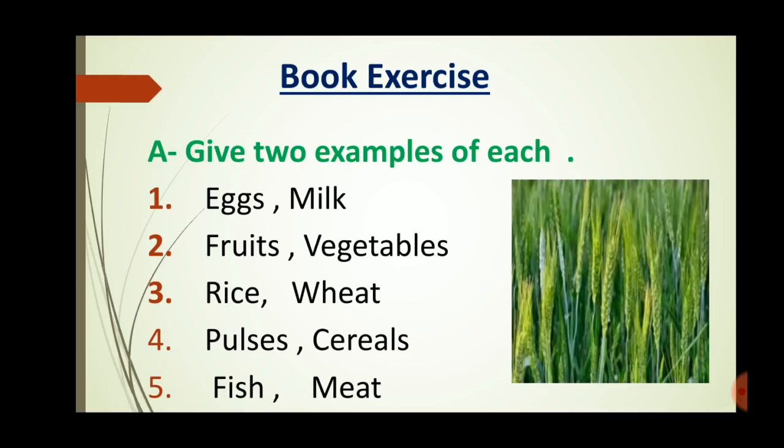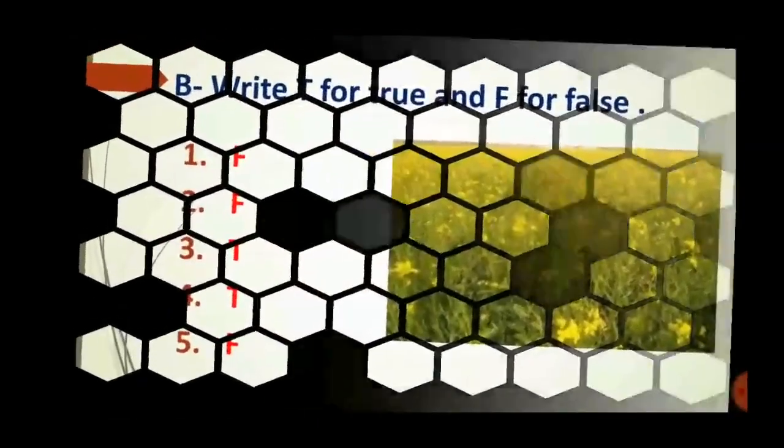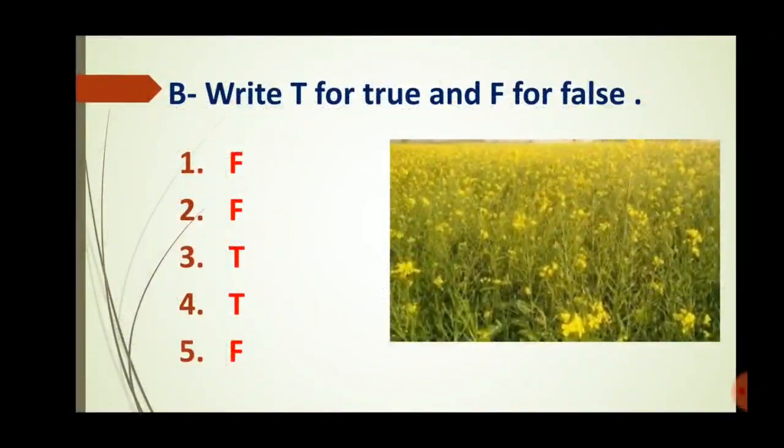Now the second part, that is part B. Write T for true and F for false. The first statement is we get honey from plants. Children, it is a false statement because we get honey from honeybees. Now the second question is non-vegetarians eat only plants and milk products. Children, it is also a false statement.